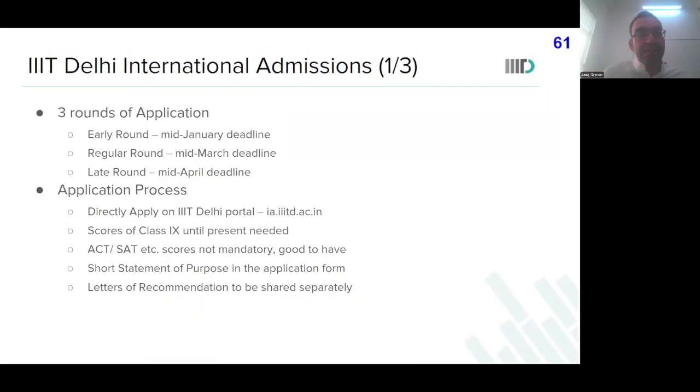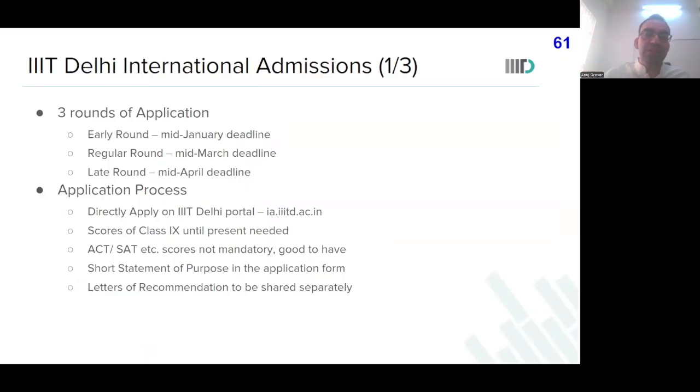For the IIIT Delhi international admissions process, we have 3 rounds of application. Early round, for which the application deadline is in mid-January. Regular round, where the application deadline is in mid-March. And late round, with the application deadline in mid-April.